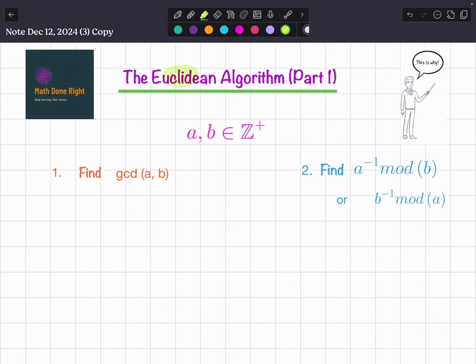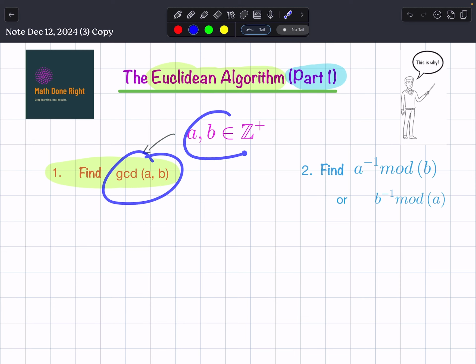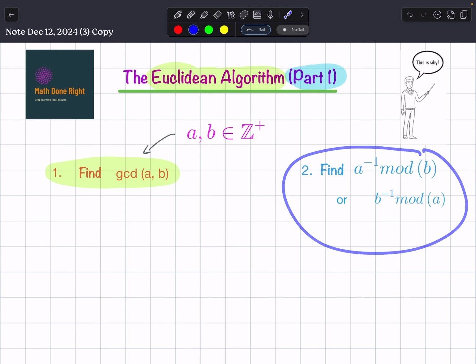Okay, so this is the first of our videos on the Euclidean algorithm. That's why it says part 1 here. These are broken up into two general categories. One, because these are the two main things we want to do with the Euclidean algorithm, is find the GCD of two positive integers, a and b in Z plus. And the other one is find modular inverses.